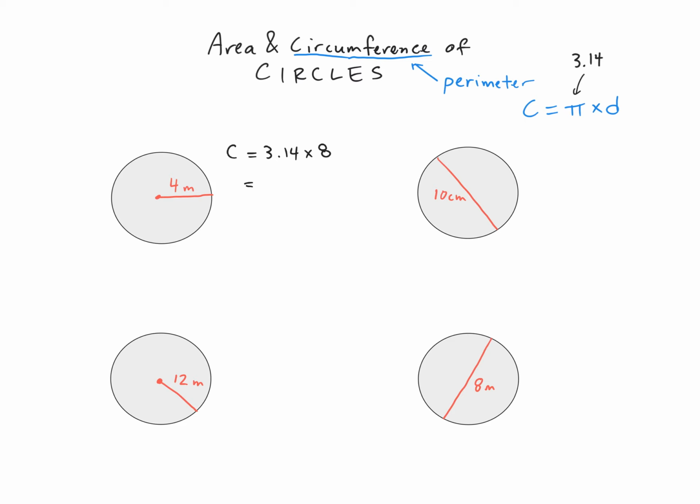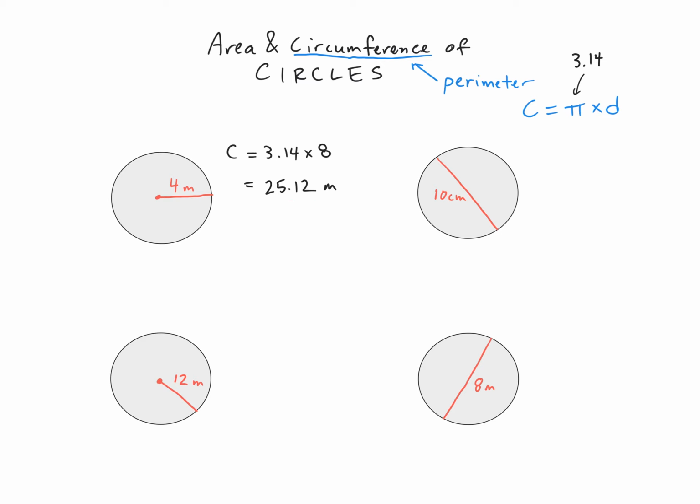So when I multiply 3.14 times 8, I get 25.12 meters. This is not area. This is just a straight distance if you were to run around it. So the units we just leave as is. The distance around is 25.12 meters.